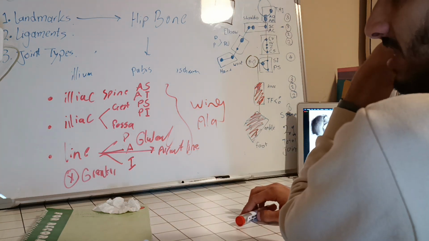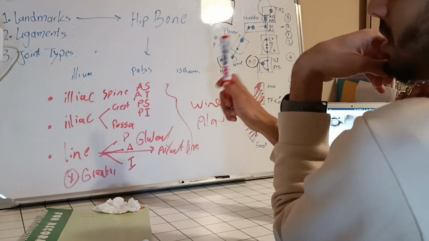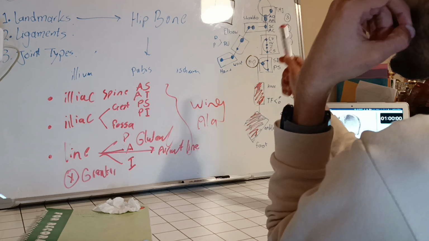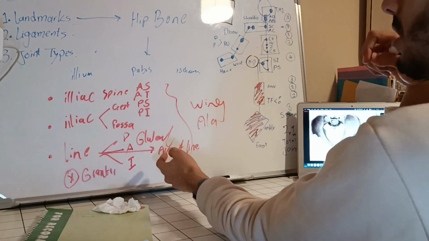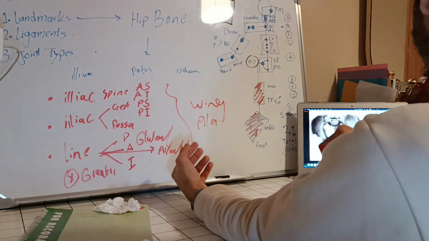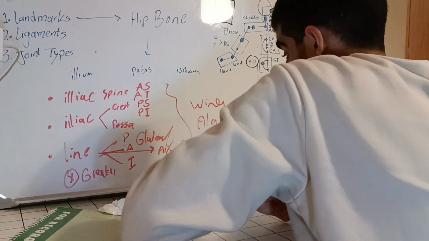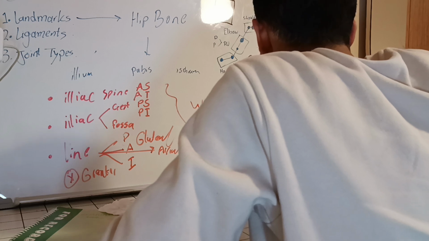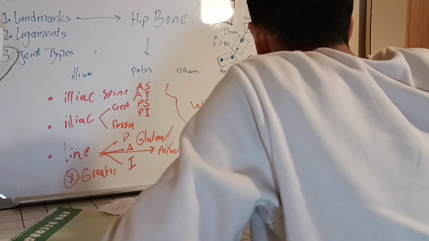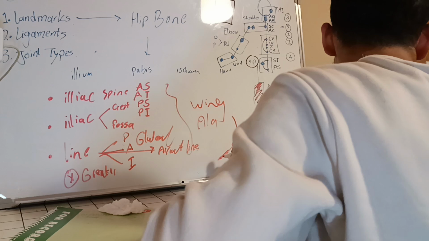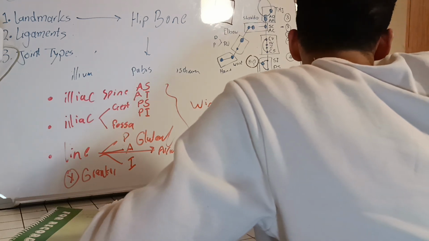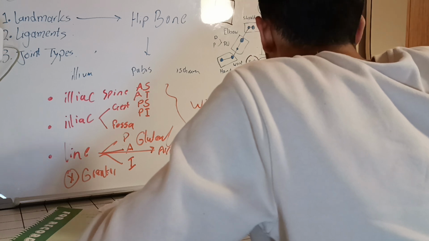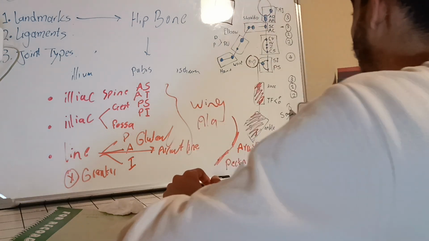Anterior superior, anterior inferior, posterior superior and posterior inferior, and the iliac crest and the iliac fossa, all of them having the wing. And the lines, we have the posterior and anterior gluteal line. Also we can have the arcuate line, and after that arcuate line, the pecten pubis.